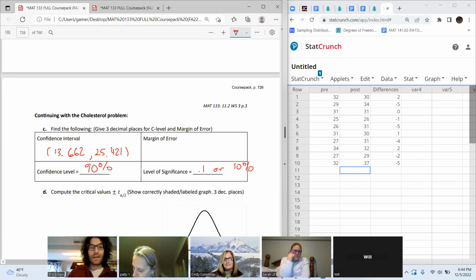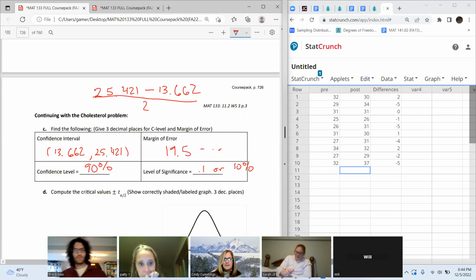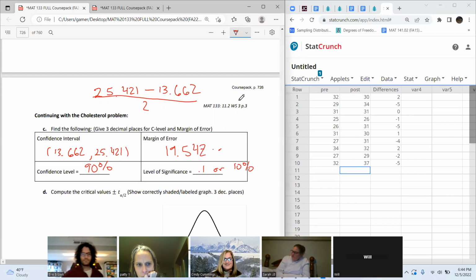Good. How about the margin of error? It's the upper limit minus the lower limit divided by 2. Nice. If you add the upper and lower limit, you'll get the D bar, or the point estimate. Good. What was that? 19 point something? 19.5 something something? Dot, dot, dot, 542. Okay, thank you. I got lazy. I didn't want to type it.